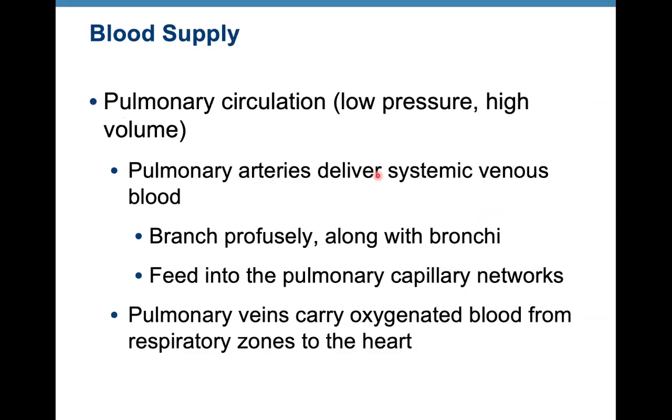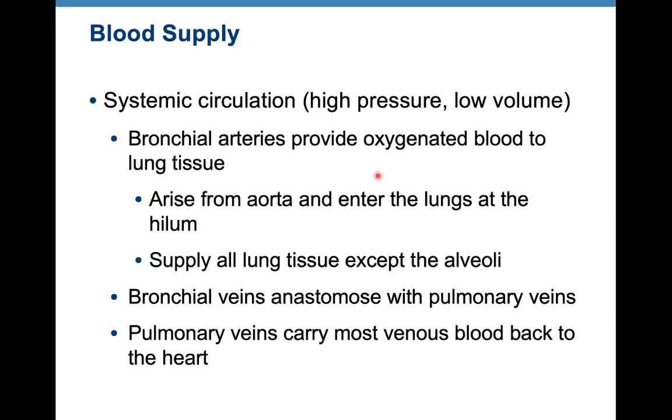Blood supply. Pulmonary circulation is pretty low pressure, high volume. The pulmonary arteries will deliver systemic venous blood flow. They will branch profusely along with the bronchi. They will feed into the pulmonary capillary networks. The pulmonary veins will carry oxygenated blood from the respiratory zones to the heart.